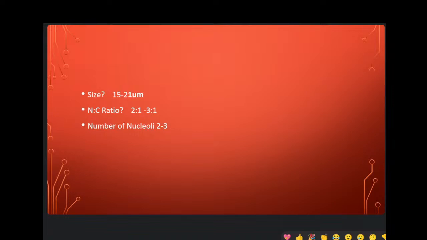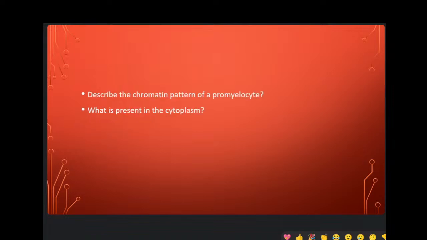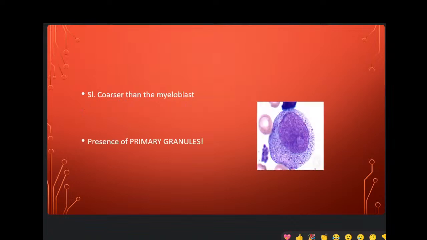All right? Now, the chromatin pattern is different. Chromatin pattern is also different, as well as the cytoplasm. I think the next slide is the question that's asking that one. Yeah, describe the chromatin pattern. So the chromatin pattern is, of course, coarser, slightly coarser if you want to be extra with your descriptions. And there is the presence of primary granules. So, there is primary granules, 'di ba? Kitang-kita yung granules.